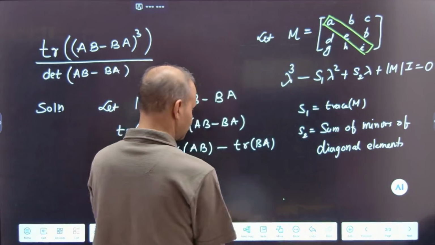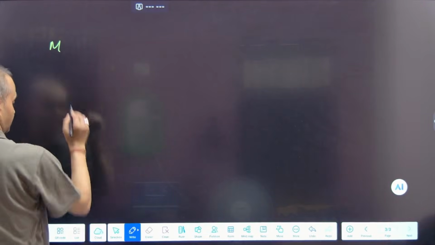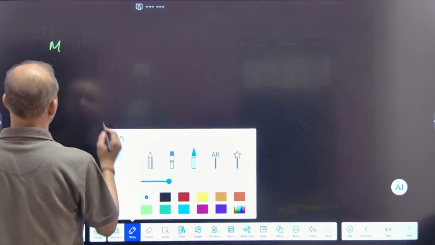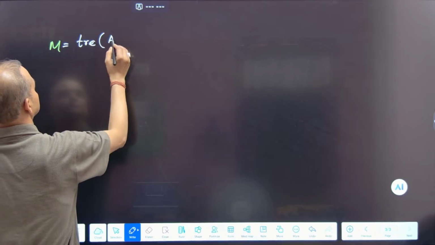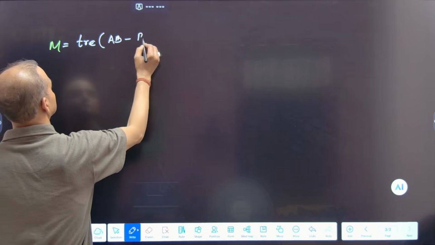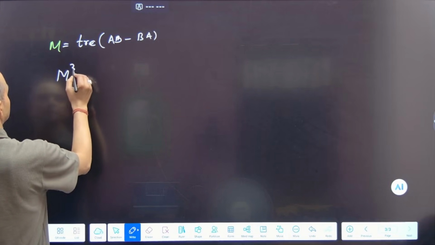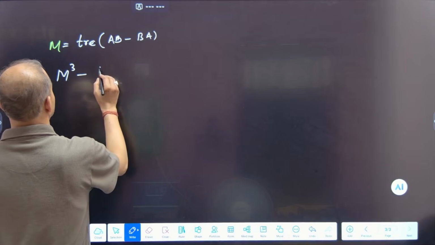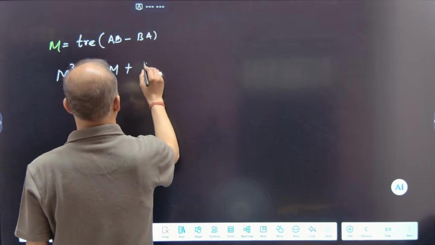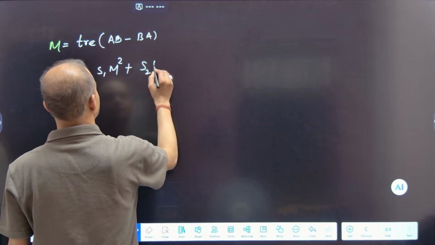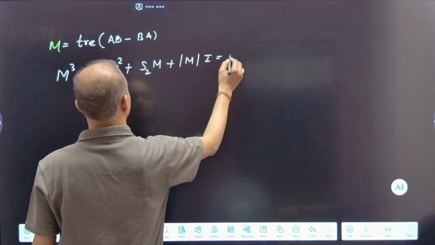So since we have M is a trace of AB minus BA, and we have the characteristic equation, I can write M cube minus S1 M square plus S2 M minus determinant of M into I.